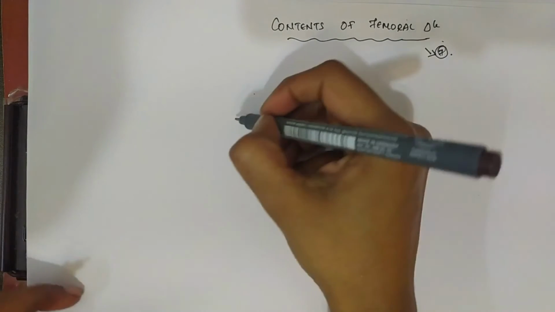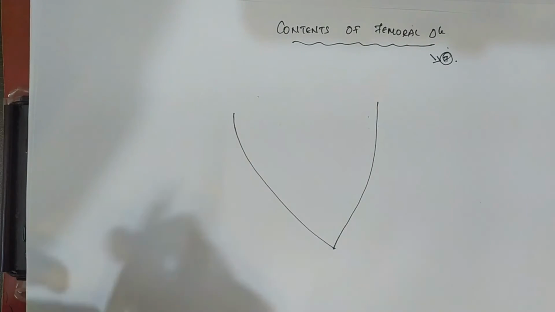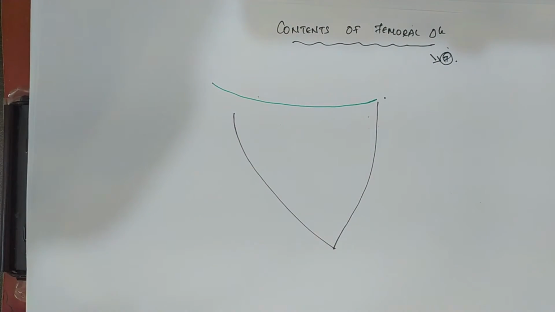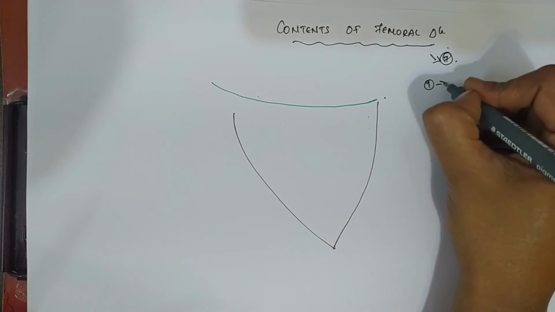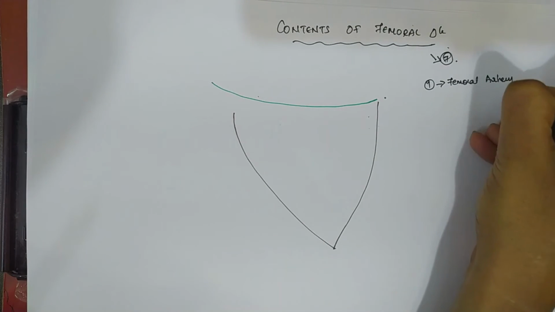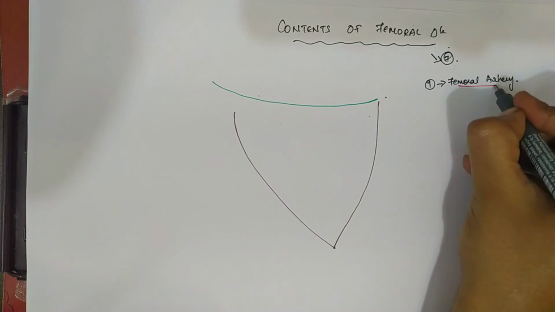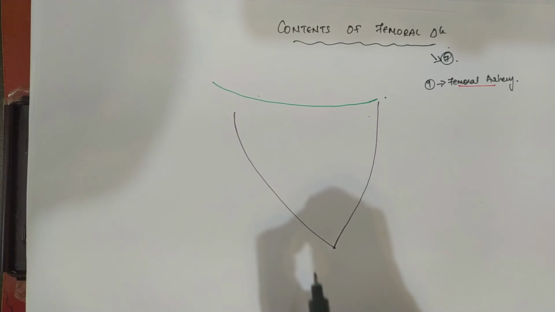So as you know, we have got sartorius, adductor longus, and the inguinal ligament. Okay, this is the apex. Now we are going to see the contents. The first content among the 7 is the femoral artery. So this is the first content which we are going to deal with. This is the artery which is seen in the femoral triangle, so we are calling it the femoral artery.